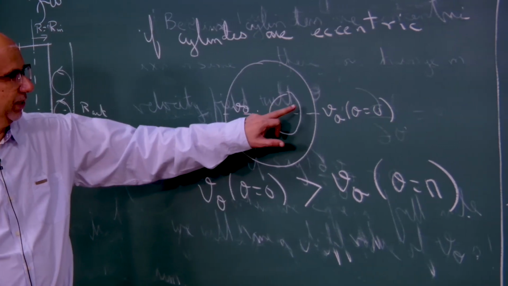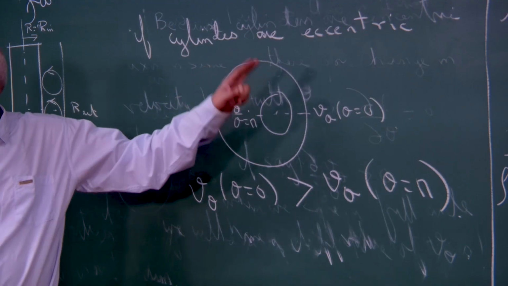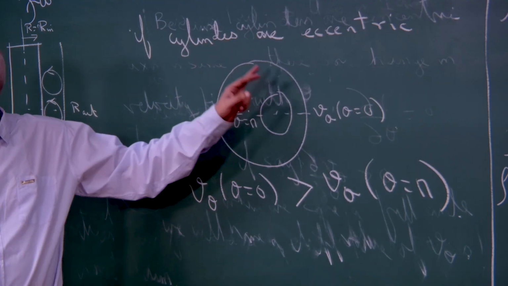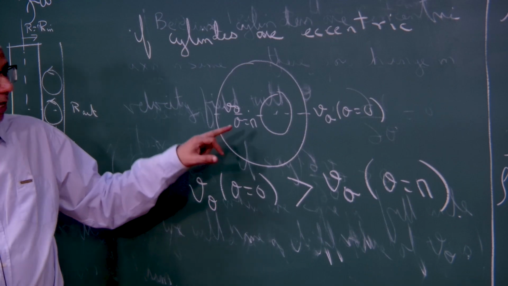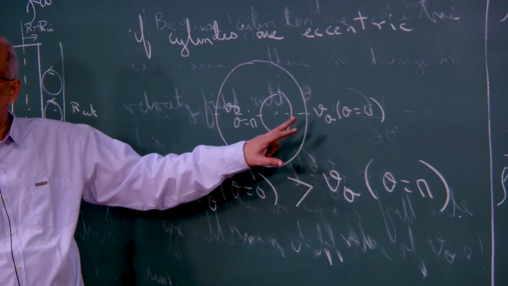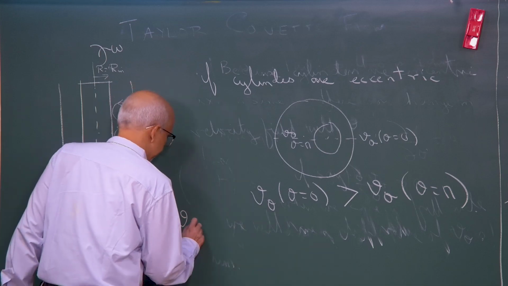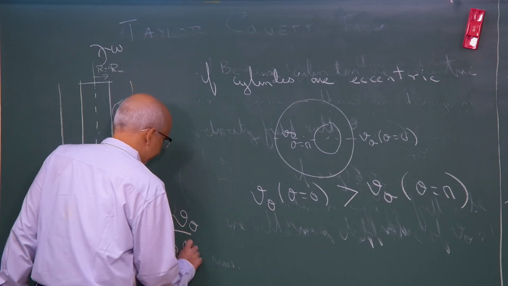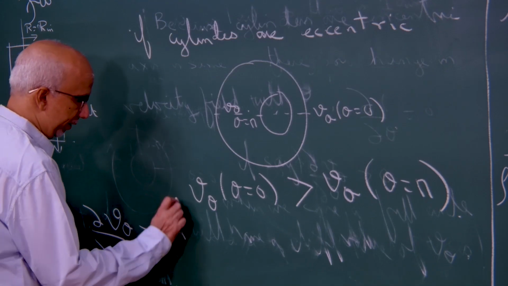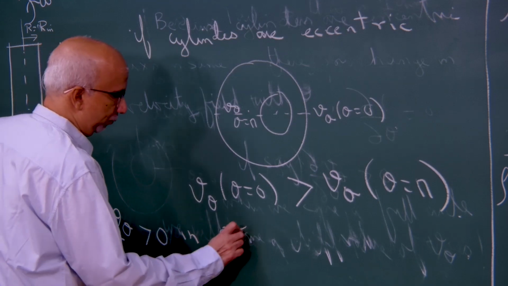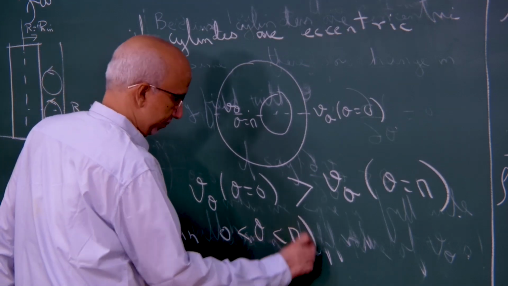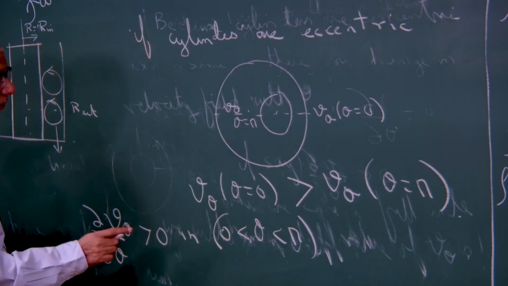So my point is, in the upper half velocity will decrease. In the lower half velocity will increase. Okay. So dv theta by d theta is greater than 0 in the interval from 0 to pi. Did I write it correctly? No.